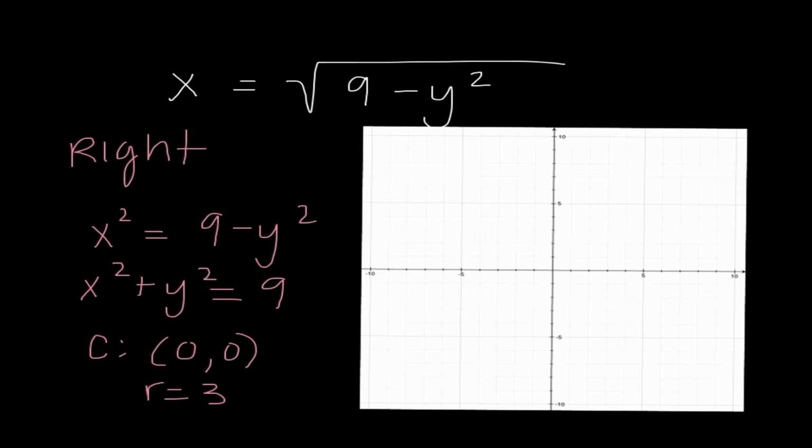So on my graph here, I'm going to start at 0, 0, and I'm going to go out 3 in all directions. But I know I'm only graphing the right half of my circle. So you guys could give me a graph that looked like that, or the graph might possibly look like this with the other half being dashed.